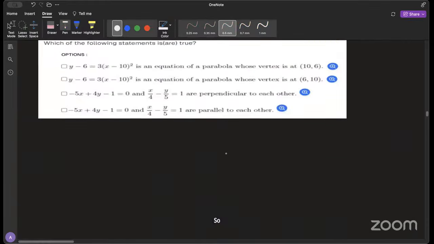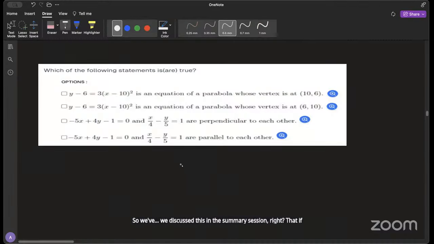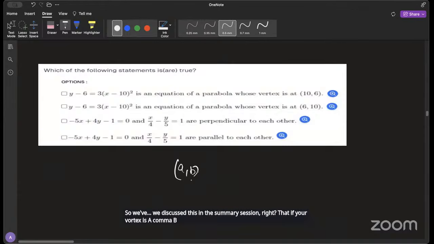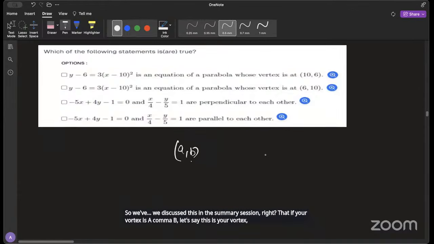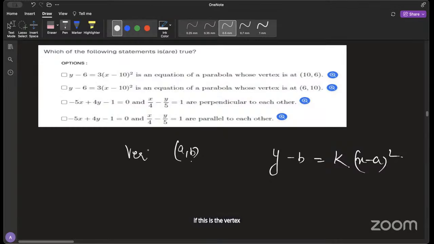So the next question is this one. Actually, this doesn't need a try. It's a very simple question. We discussed this in the summary session, right? If your vertex is (a, b), then what does the parabolic equation look like? It looks like this: y minus b equals x minus a squared, and obviously you're going to have a constant here, right? If this is the vertex.